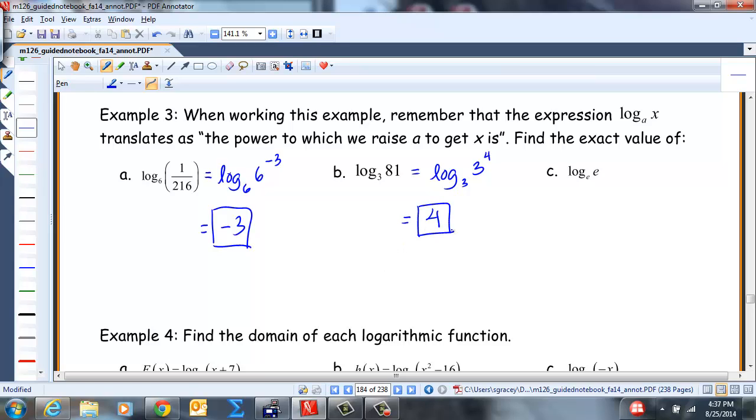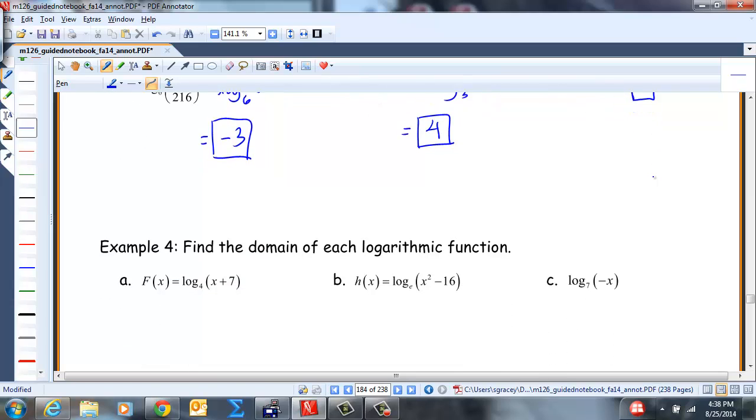All right, the power to which I raise e to get e to the 1. I know it looks weird, but you can write e as e to the 1, can't you? So the power to which I raise e to get e to the 1 is 1.